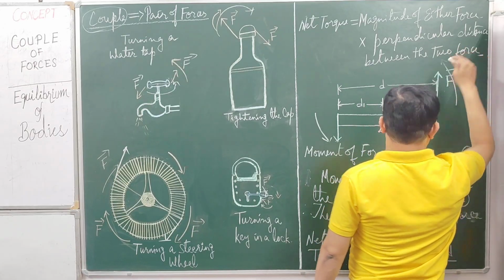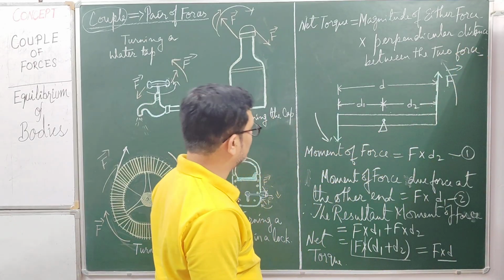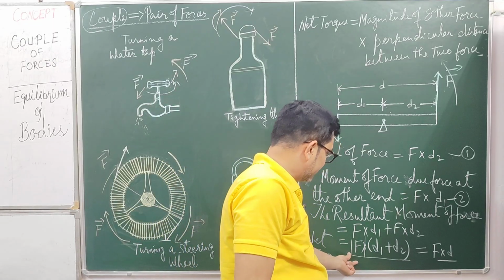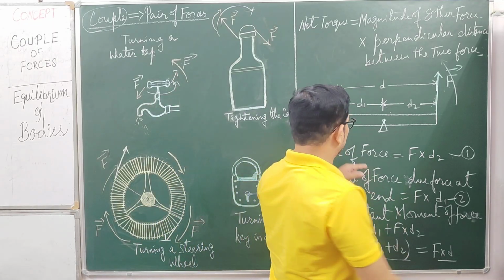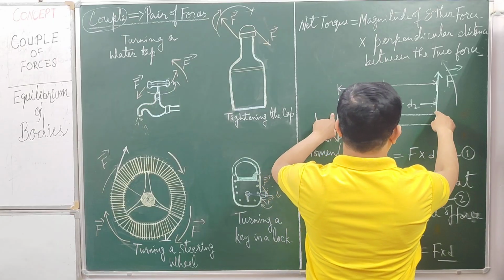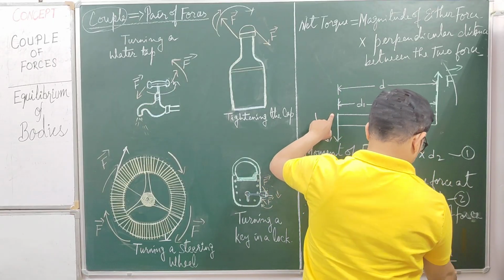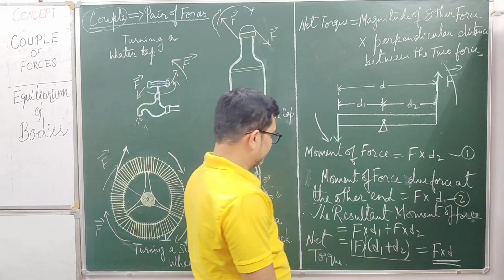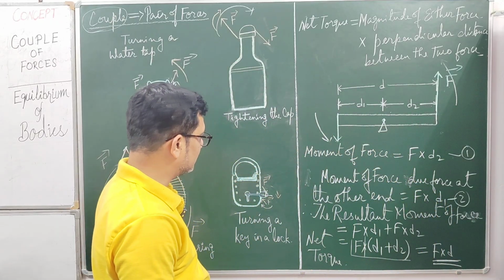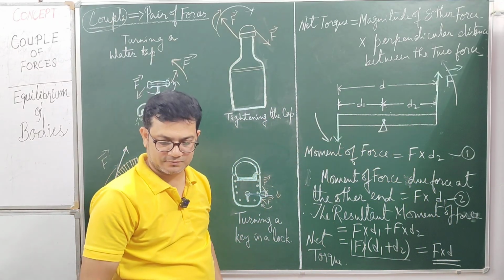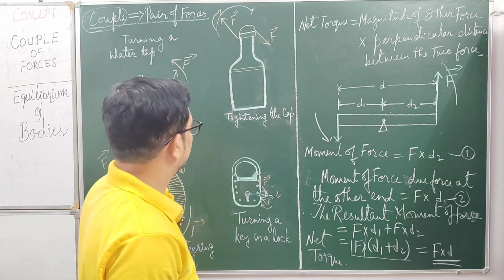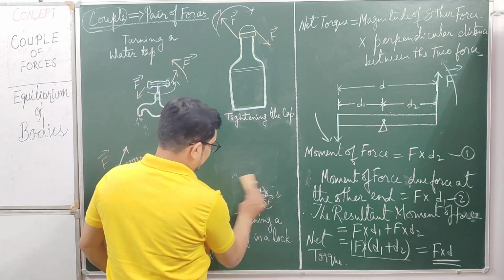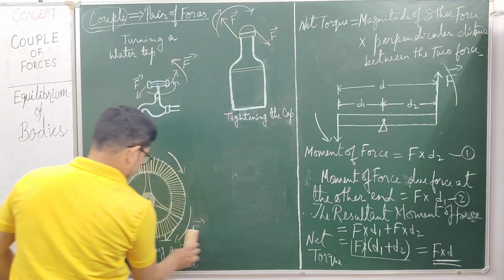So we get a formula here for the net torque, which is very important. It's the magnitude of either of the forces, which is F, times d1 plus d2. So d1 plus d2 is the separation between the two forces. This is what we use if we want to find the net torque. Please take note of this, and then we'll try to understand the equilibrium condition.